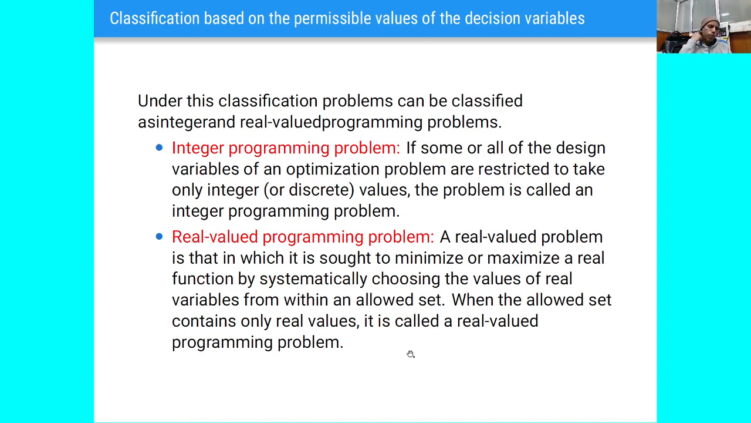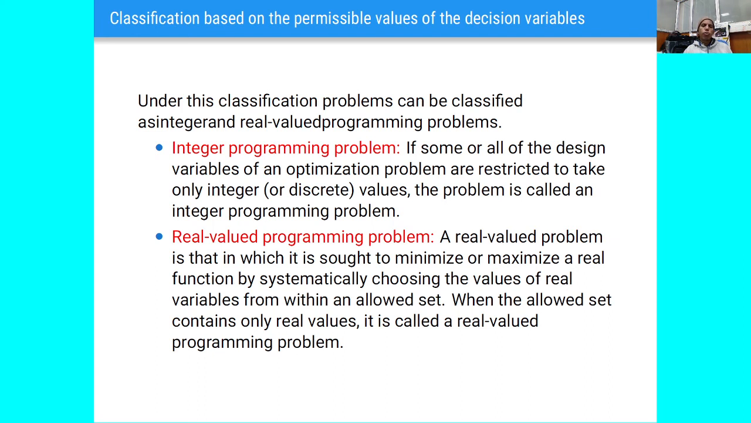Then we have another type of classification, that is classification based on the permissible values of design variables. Under this classification, problems can be classified as integer and real value programming problems. Integer programming problems are those where some or all the design variables of an optimization problem are restricted to take only integer or discrete values. So here only integer values are taken for the design variable.